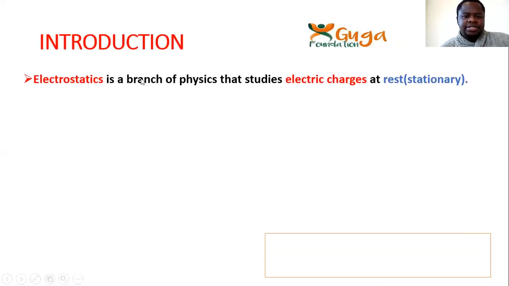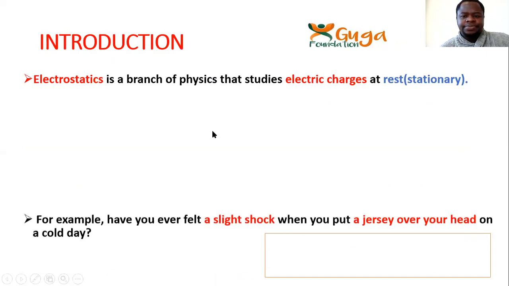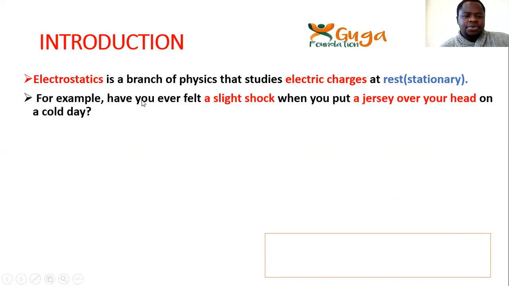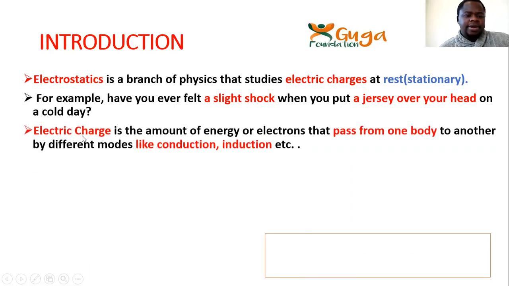Introduction. Electrostatics. This is a branch of physics that studies electric charges at rest or stationary. In other words, charges that are not moving. For example, have you ever felt a slight shock when you put a jersey over your head on a cold day? You know, those electric shocks when you're putting on a jersey. And then electric charge is the amount of energy or electrons that pass from one body to another by different modes like conduction, induction.